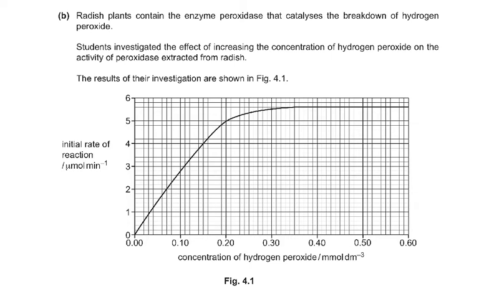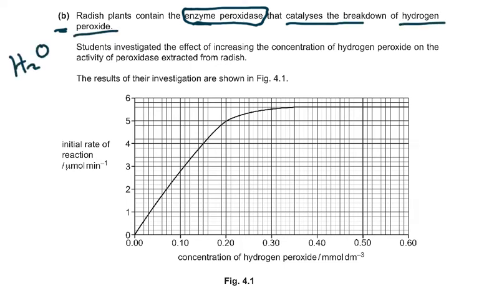Now coming to the B part of the question, radish plants contain the enzyme peroxidase. So there is one enzyme mentioned, peroxidase. So if you said enzyme, we would know you're saying peroxidase. That catalyzes the breakdown of hydrogen peroxide. You know hydrogen peroxide is what? H2O2. Students investigated the effect of increasing the concentration of hydrogen peroxide.